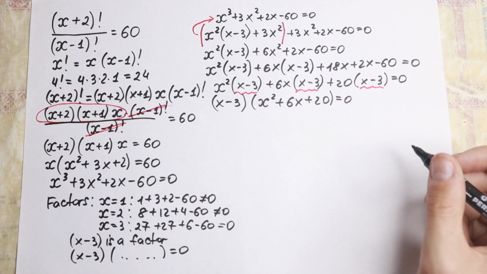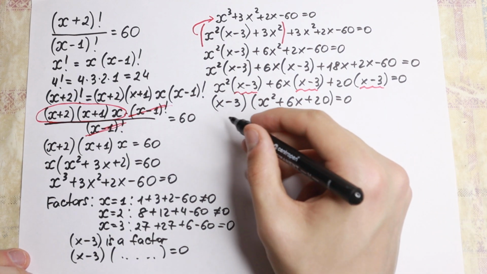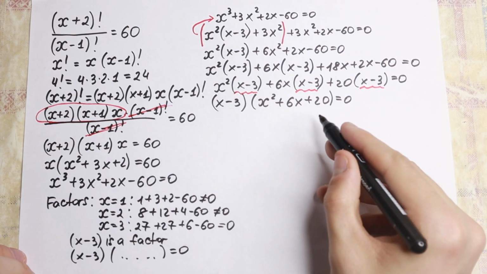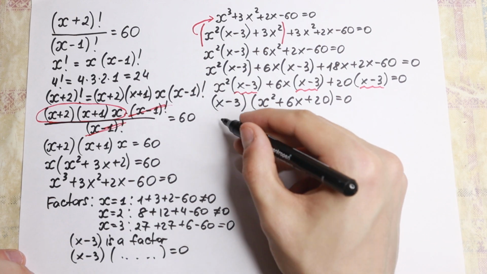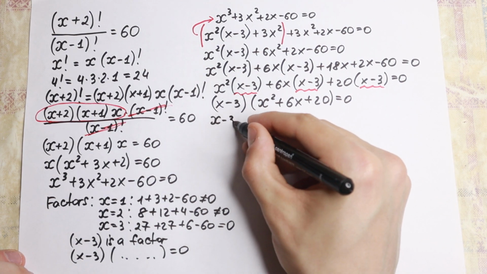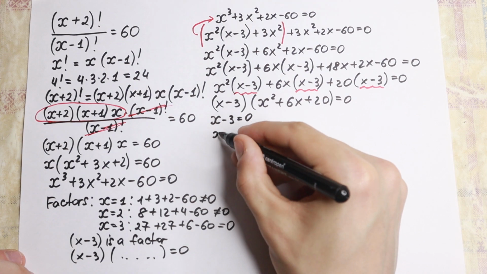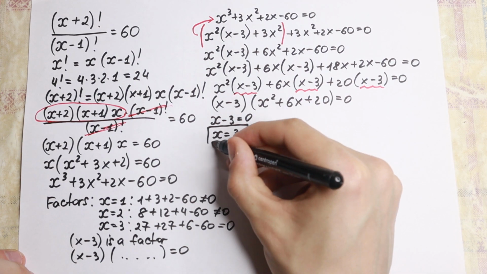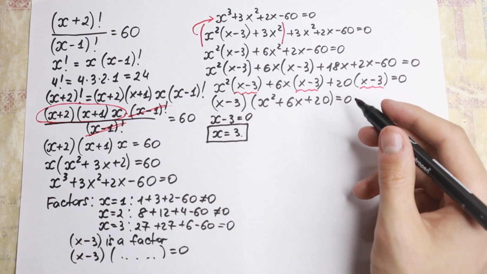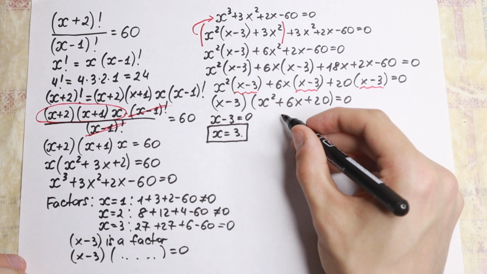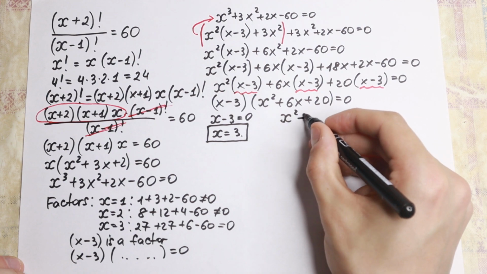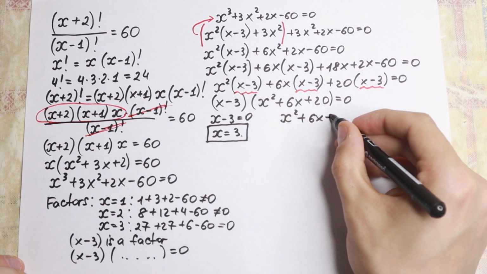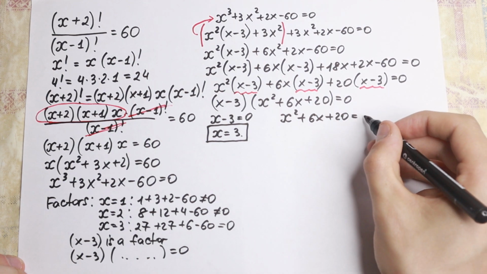What we're going to do next, of course, a classic case, because we have a product equal to 0, parentheses equal to 0, both of them equal to 0. So x minus 3 equal to 0 and x equal to 3. This is our first root. So finally we find our first root. But let's find another root. We will have x squared plus 6x plus 20 equal to 0.